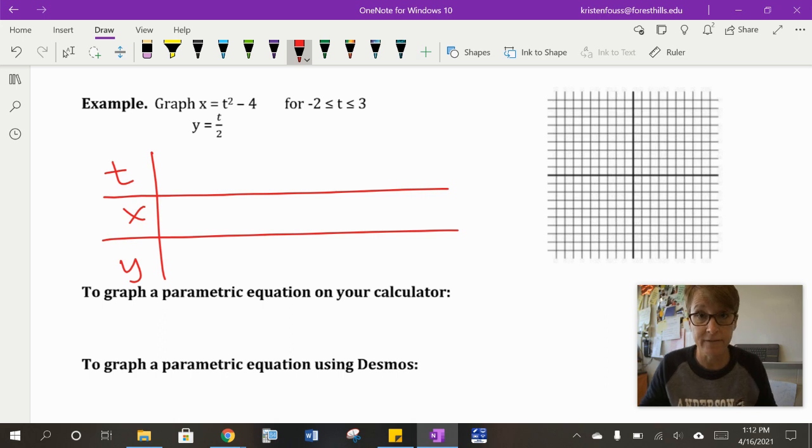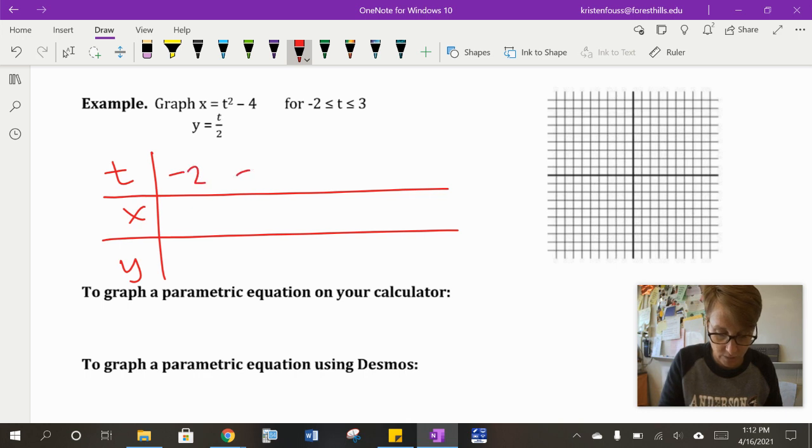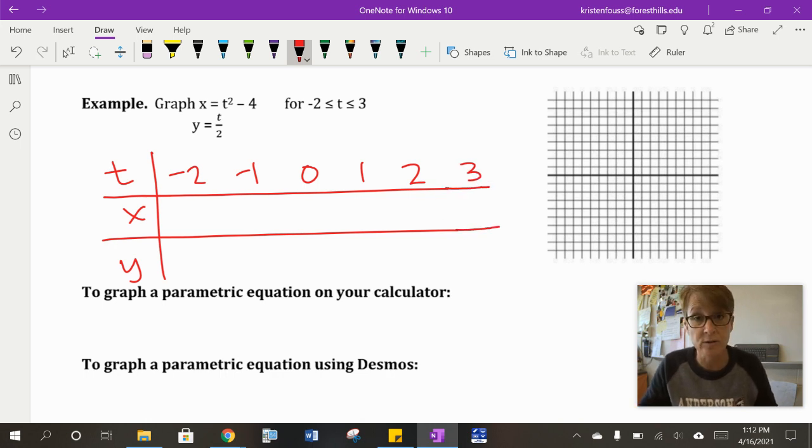I have given you values of t that I would like you to use, and that is from -2 to 3. So I'm going to go ahead and fill those in for t. So -2, -1, 0, 1, 2, 3. Might have to extend these lines a little bit. There we go. So let's plug those values into the x and y equations, and that'll give us the values of x and y.